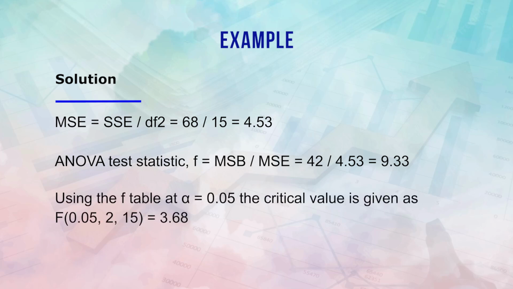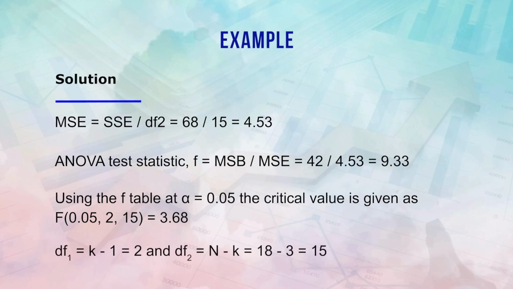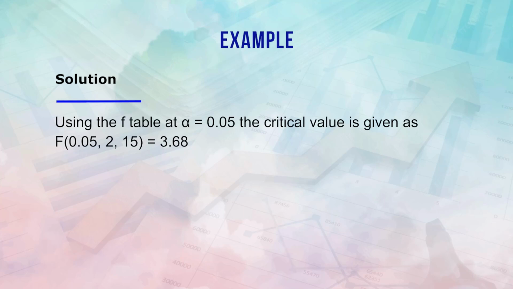So using the F table, we can find out. What do we have to find out in the F table? Once again I go back to the question. The question says that we have to test at the 0.05 significance level. That means the level of significance is 0.05 and the degrees of freedom are k minus 1, that is 2, and n minus k, that is 15. So we have to find F 0.05 with 2 and 15 degrees of freedom. From the table it can be found as 3.68.